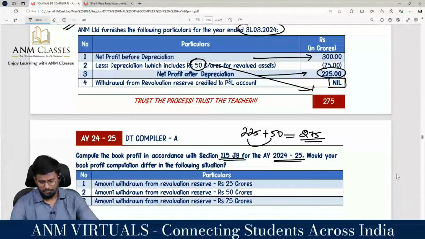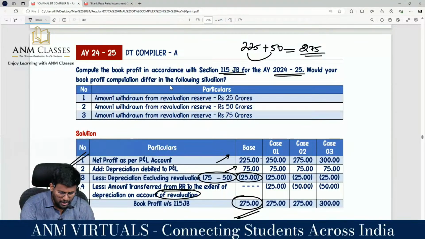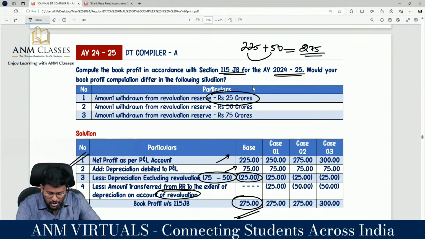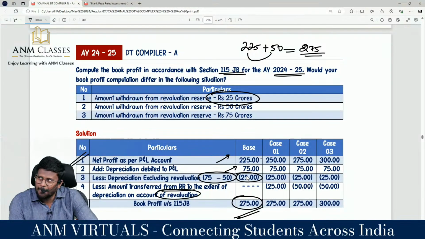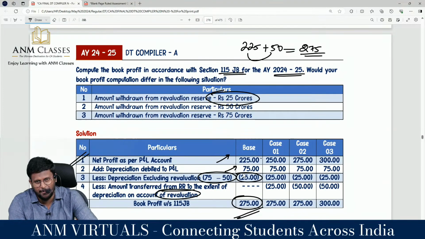Fantastic, sir. They are giving alterations. Would your answer or book profit computation differ in the following circumstance? Amount withdrawn from the revaluation reserve 25 crores. How many rupees? Sir, you debited 50 crores depreciation, and instead of not withdrawing anything, they have withdrawn 25 crores. Is it a good company? Not that good.